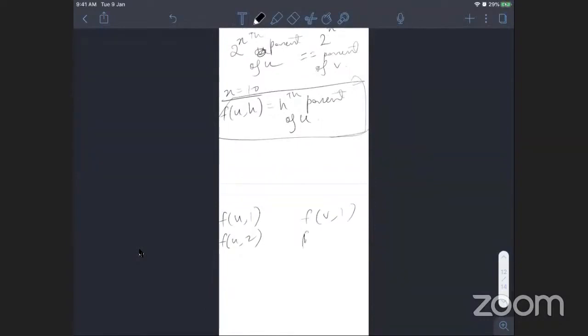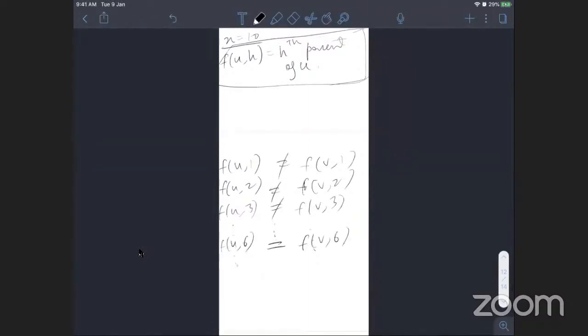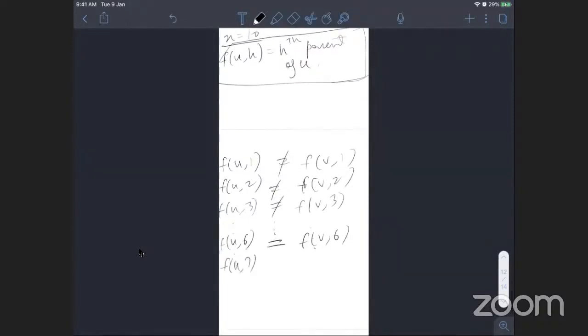And then f(V,2), f(U,3), f(V,3), and so on. Notice that at the initial values, they will mismatch, but at some point they will become equal. Let's say f(U,6) and f(V,6). Once they become equal, they will always remain equal. Can everyone see this intuitively? They'll mismatch for the first few times, and then once they become equal the first time, they'll always remain equal.